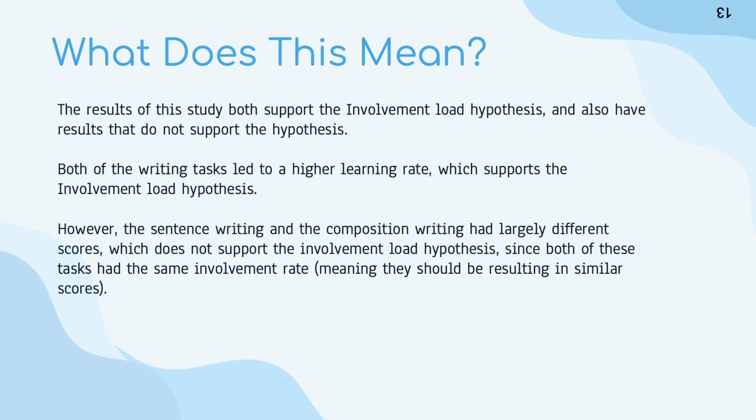So what does this mean? The results of the study both support the involvement load hypothesis, but they also have results that do not necessarily support the hypothesis. So both of the writing tasks led to a higher learning rate, which supports the involvement load hypothesis. Because we know that the writing tasks, which were the sentence writing and the composition writing, had a higher involvement rate. The students had to do more in order to complete those tasks. They had to be more involved.